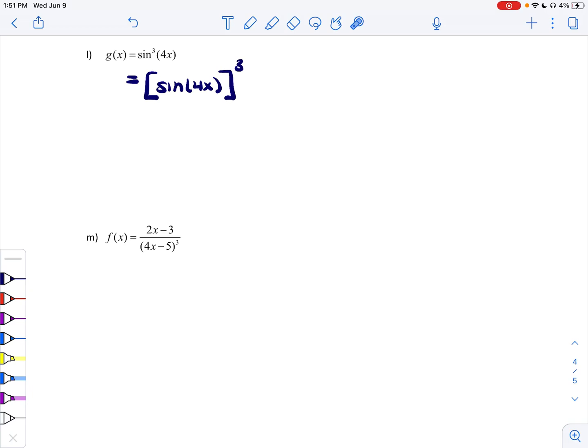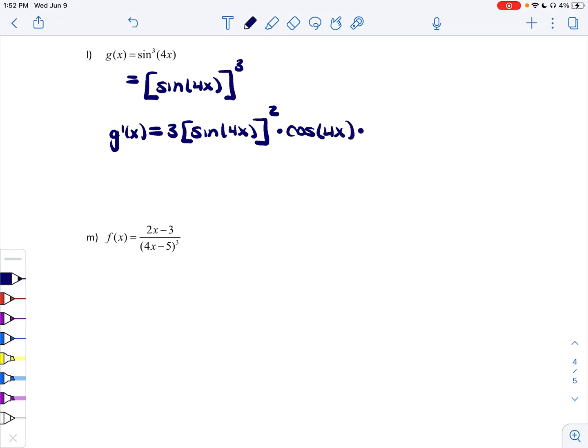problem because we have three different functions that are being composed together. We have the cube on the outside, then we have the sine inside of that, and then we have the 4x inside of that. So we're going to have to do our chain rule twice on this one. Right, so if we take our derivative here, first we tackle the power rule, so bring the 3 down and subtract 1 from our exponent. Then we deal with the sine, so derivative of sine is cosine, so times cosine of 4x.